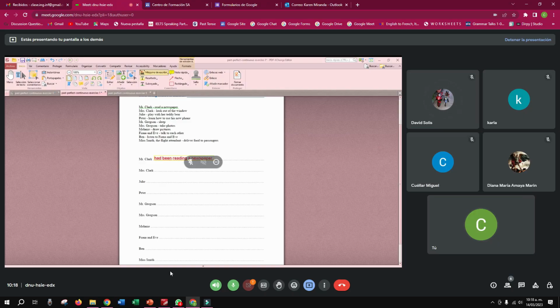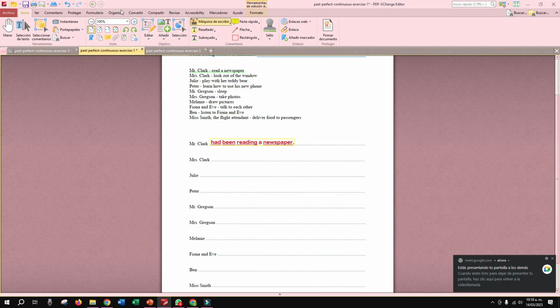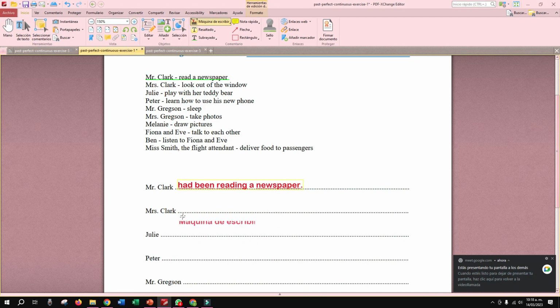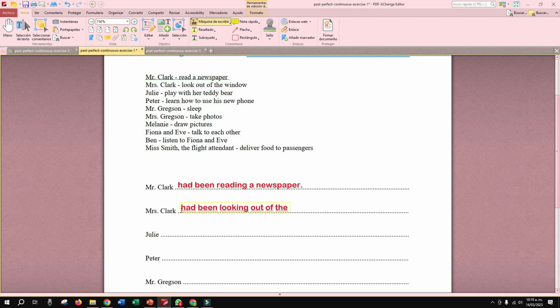Yes, teacher. Okay, can you tell me the second sentence? There you have there, Mrs. Clark. What? Mr. Davy? Mrs. Clark has been looking out of the window. Excellent. Looking out of, right? Out of the window. Excellent. So that would be good. Okay, excellent. So, Mrs. Clark had been looking out of the window.